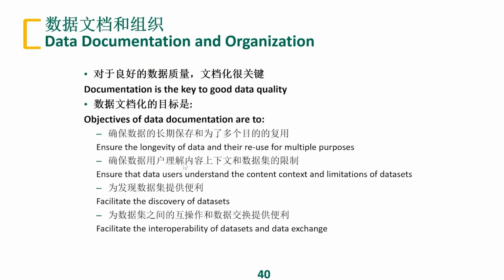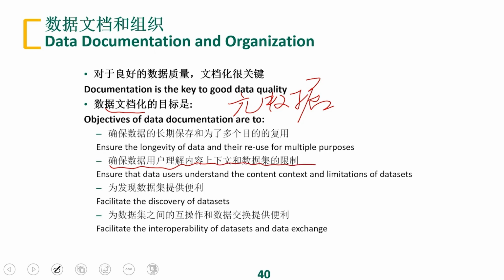We just mentioned the documentation of data. So what is the documentation of data? It's the description of data, especially this kind of raw data, for the use of raw data, because raw data itself is a description of data attributes. There is a very important concept here. So where is the value of raw data reflected? It can ensure that data users can understand the context of the content and the limitations of the data set.